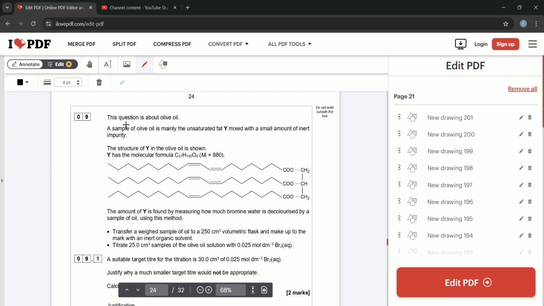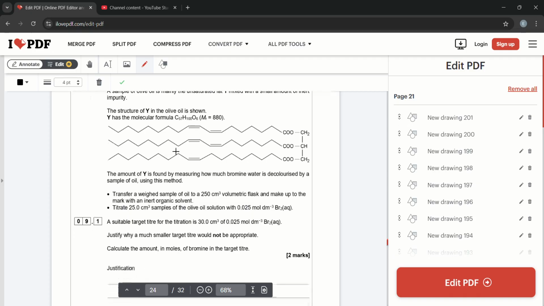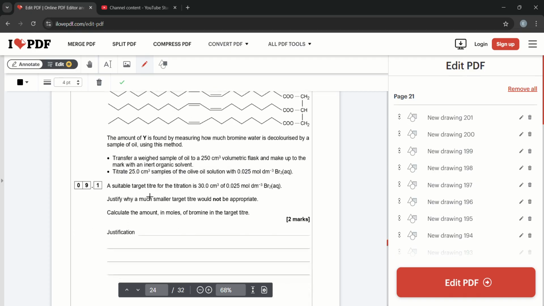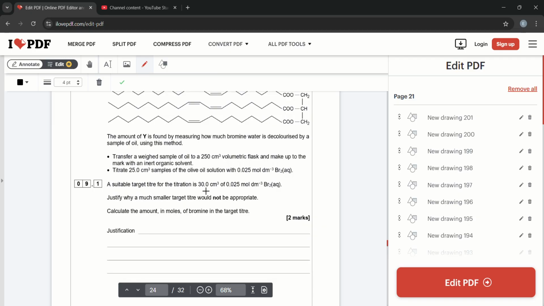Question 9. This question is about olive oil. Samples of olive oil is mainly the unsaturated fat Y mixed with a small amount of inert impurity. We know Y's molecular formula is C57H100O6. What is a suitable target titre for the titration with this much of aqueous Br2? Justify why a much smaller target titre would not be appropriate.